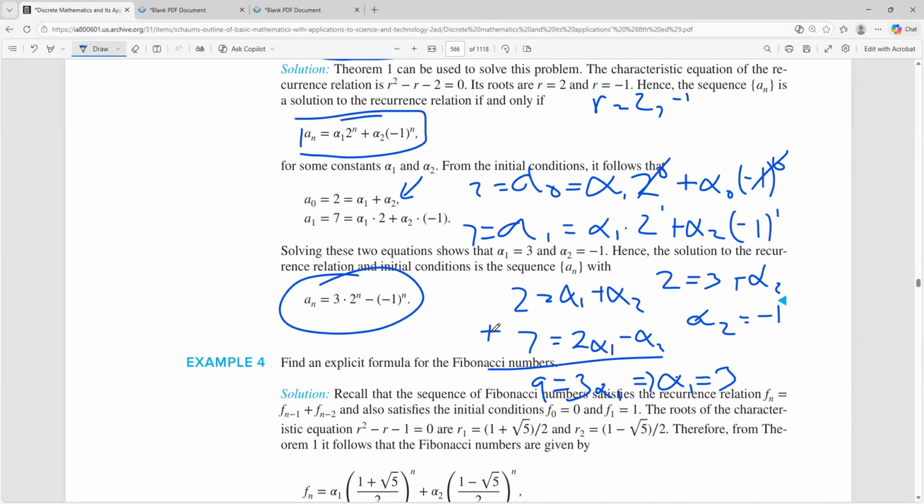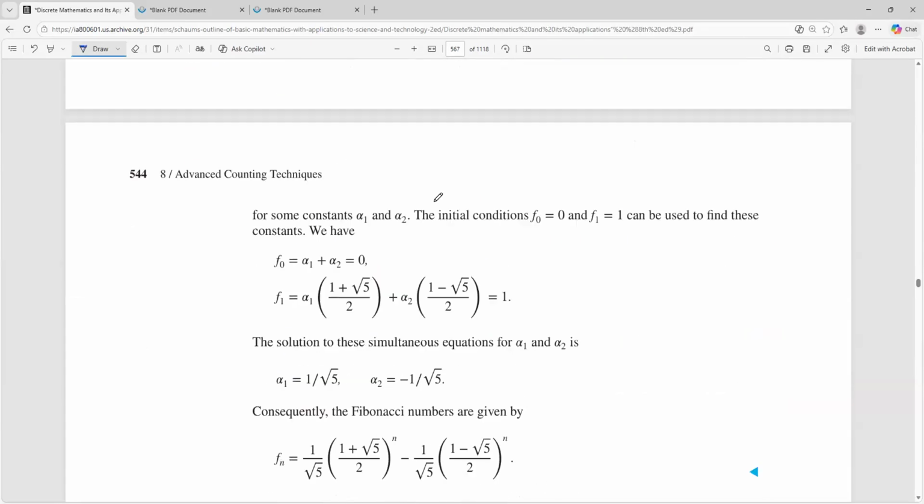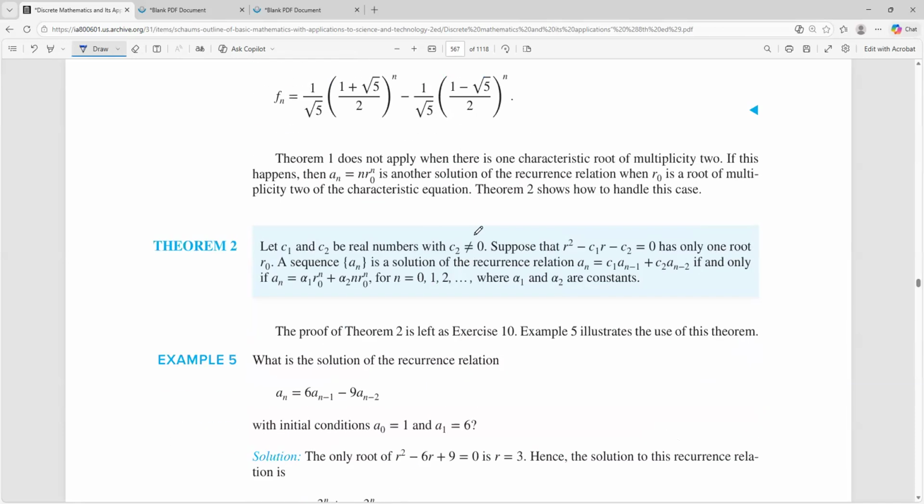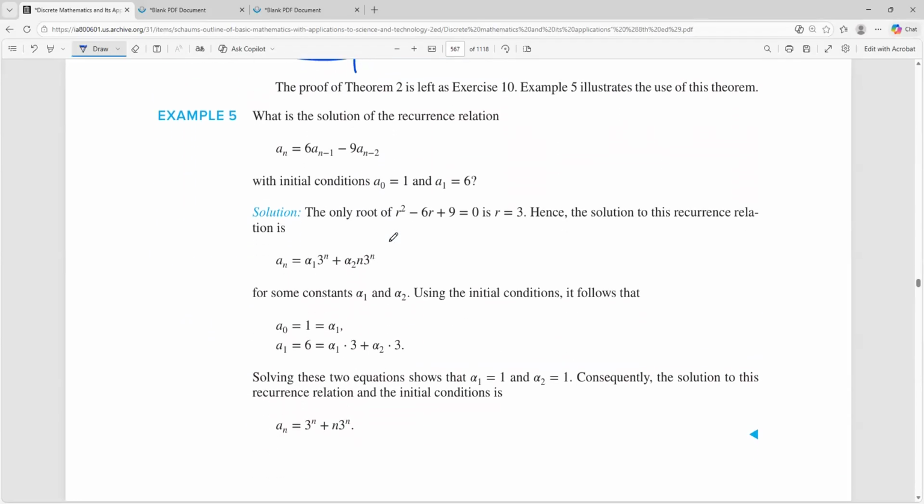All right, so let me see if there's another case of this. Once again, this is the one that Joe went over. Here's the second case. If there's only one root to the equation, then we have this equation I'm going to use. We have an extra n here, so most of it's the same. Let's do this example here.